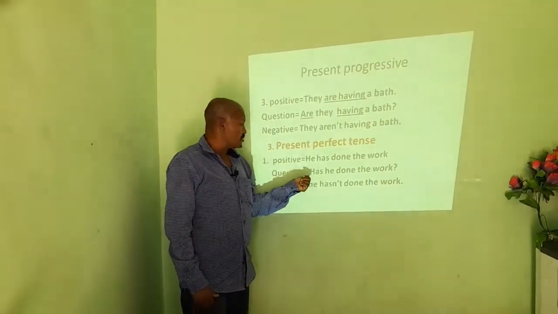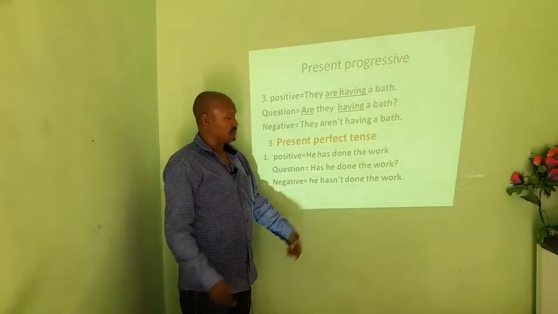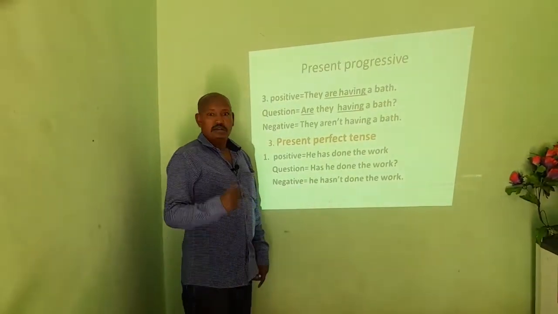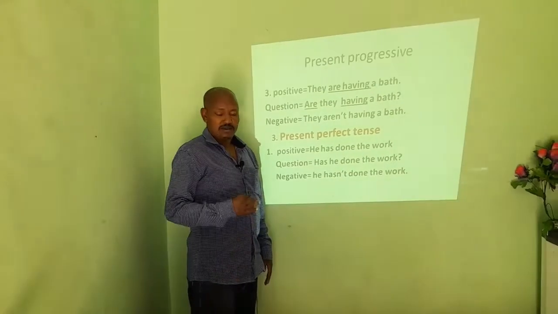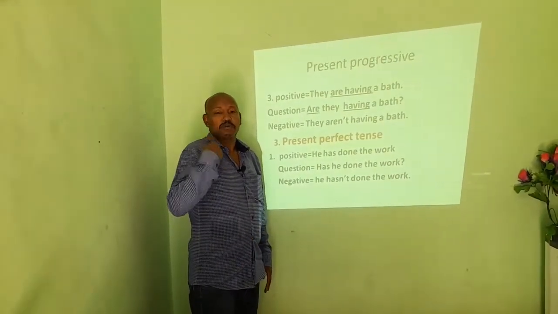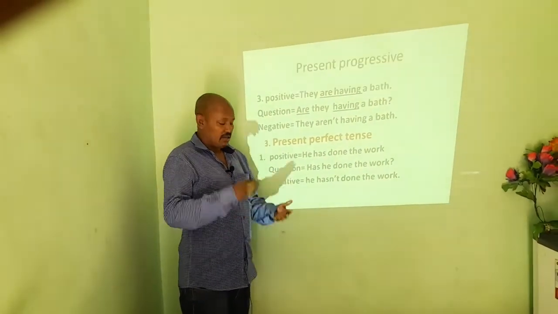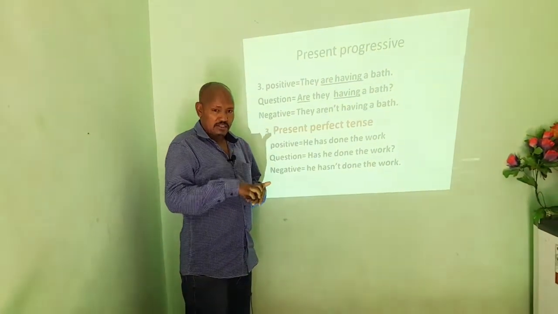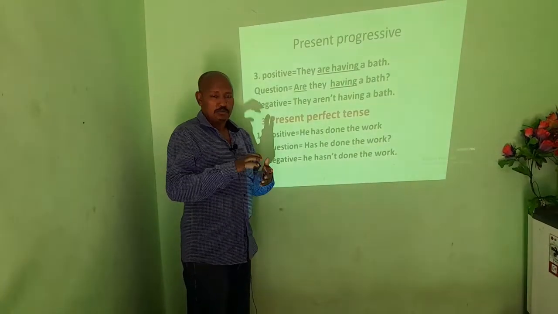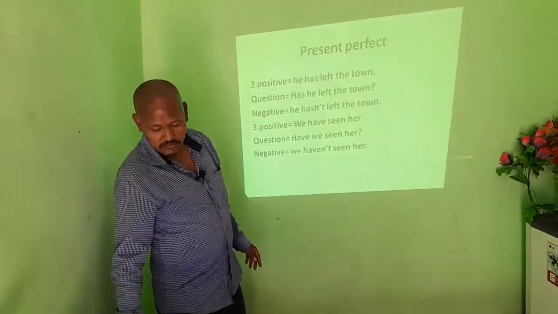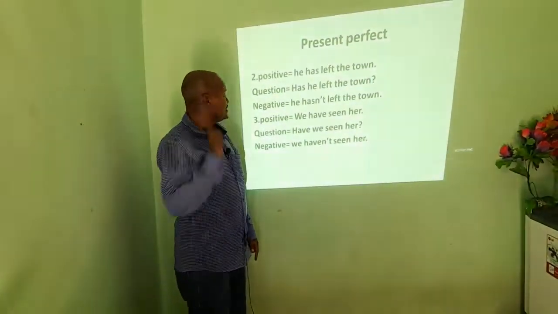Has he done the work? Look, it is inversion. Again, when we use a question mark: has he done the work? He hasn't done the work, it means he has not finished the work. It does not mean he wasn't finishing it or he is not finishing it; he has not finished the work. At this time he is working. He is working, progressive, it means. So present perfect is different from that of the present continuous here.